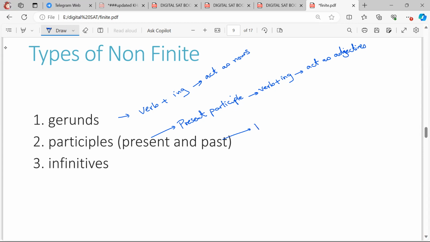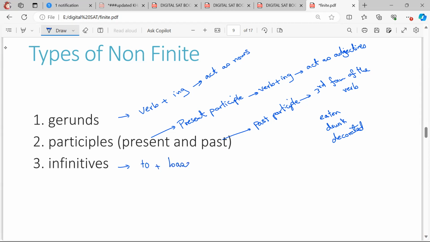And the past participle is actually the third form of the verb, like eaten, or drunk, or decorated. That's the third form of the verb. Infinitives will consist of to plus the base form of the verb.